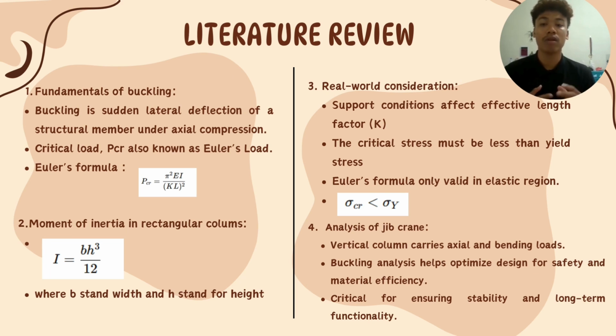Second, moment of inertia in a rectangular column. For this case study, we use a jib crane, and the jib crane uses a column that has a rectangular shape. To find the moment of inertia, we use the formula I = bh³/12, where b stands for width and h stands for height.